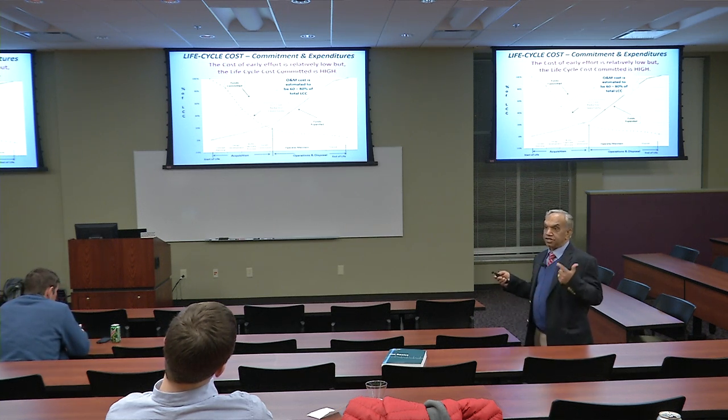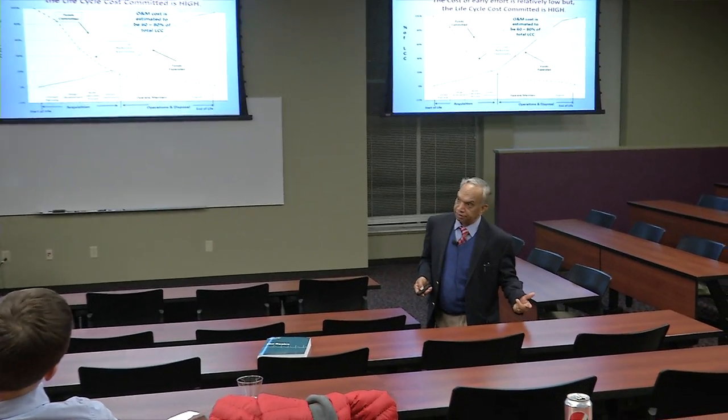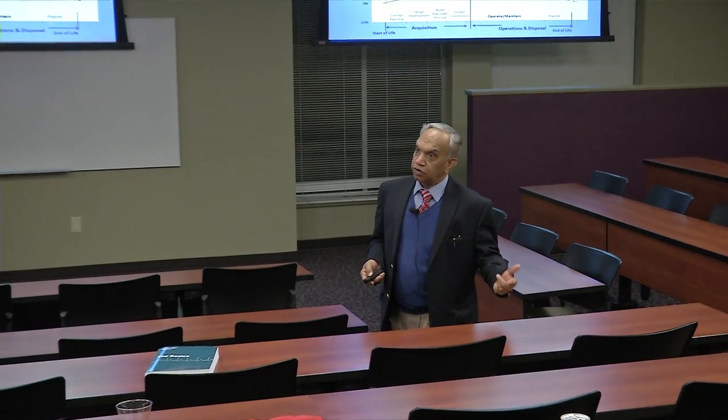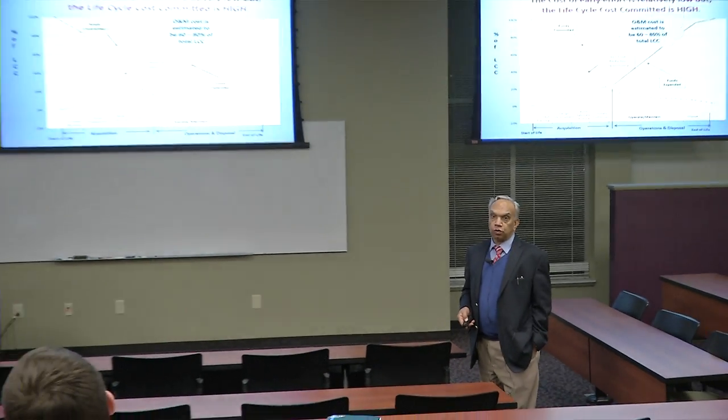Money means design it better, do a failure mode analysis, buy a better component. Don't procure for lowest cost. Procure for the best value. If we do that, then this cost will go down. O&M cost is 60-80% of total lifecycle cost. We can reduce this cost a lot, and as a result, we can reduce our O&M total cost of ownership.